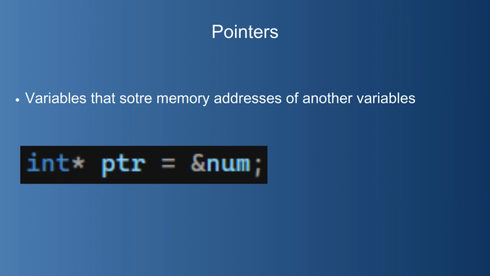What are pointers? Pointers are a special kind of variables which store memory addresses, unlike regular variables which store values. Pointers store memory addresses of other variables. Pointers also have data types, and that data type must be the same as the data type of the variable from which the pointer stores the memory address. When you're declaring a pointer variable, you need to put an asterisk between the data type and the pointer name.